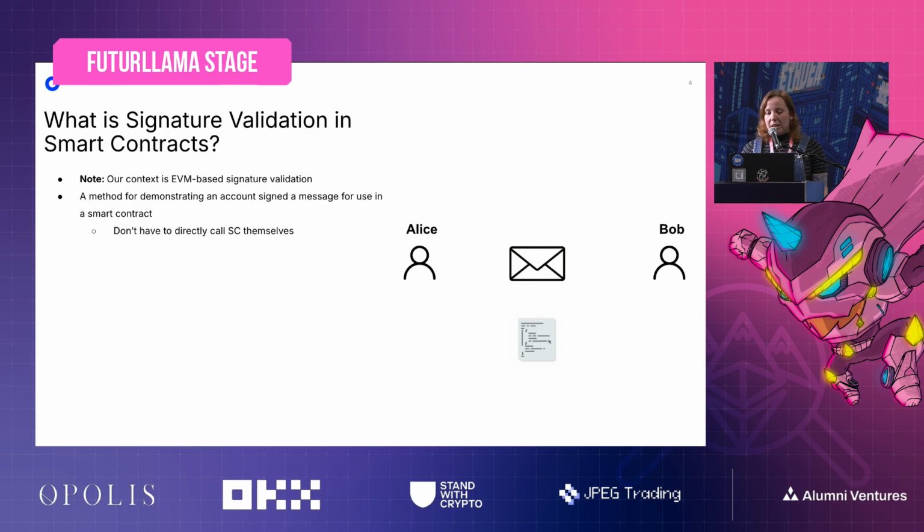So as an example, we have Alice here, and she is signing off saying, yes, I approve of this message off-chain, and then applying that to Bob. Bob goes to the smart contract on-chain and performs an action that was okayed by Alice.